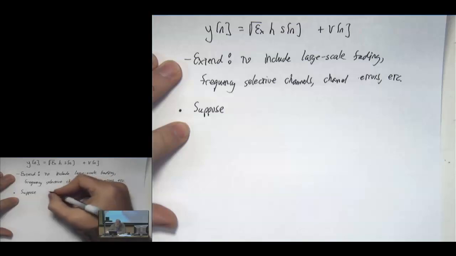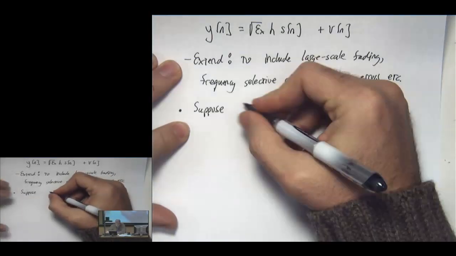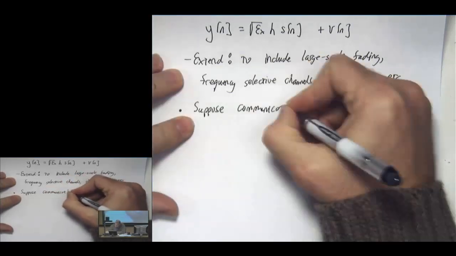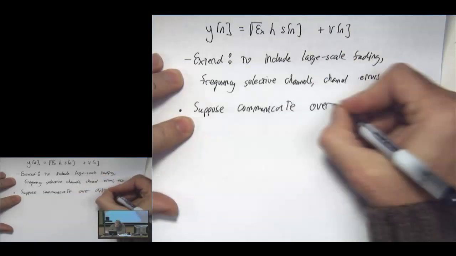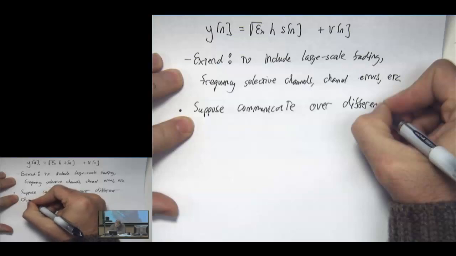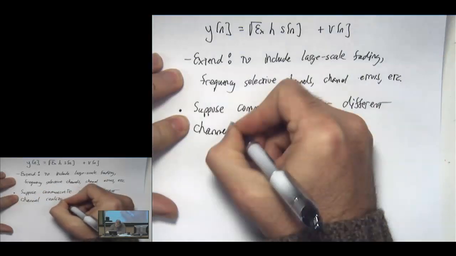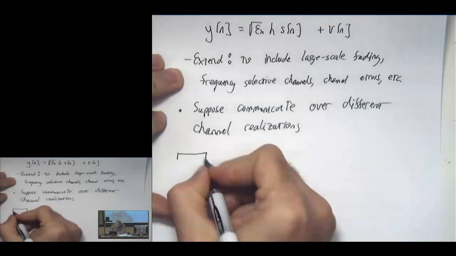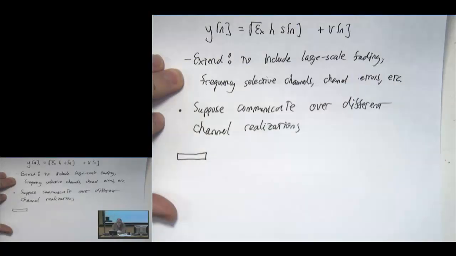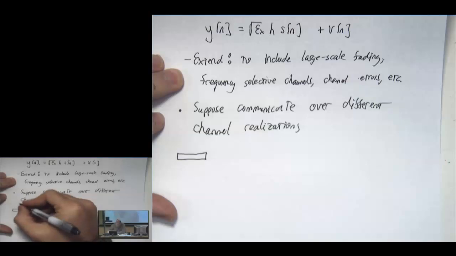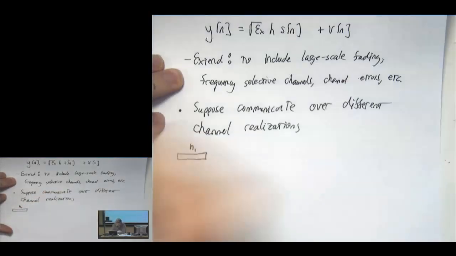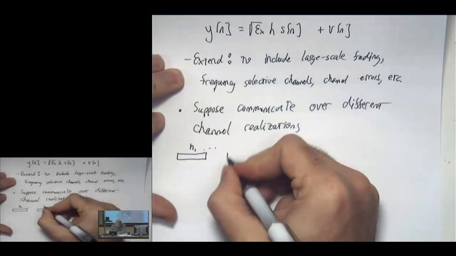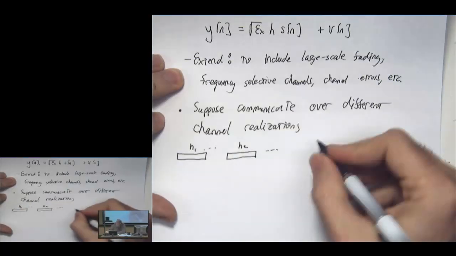This is what's called a block fading model. Suppose that we communicate over different channel realizations. What I mean is that we're going to take information and package it up together in a frame, like we do in the lab. This maybe is 100 symbols, and all those 100 symbols will see, let's say, channel H1. Then, at some time later, we'll send some more symbols that will experience channel H2, and so on.